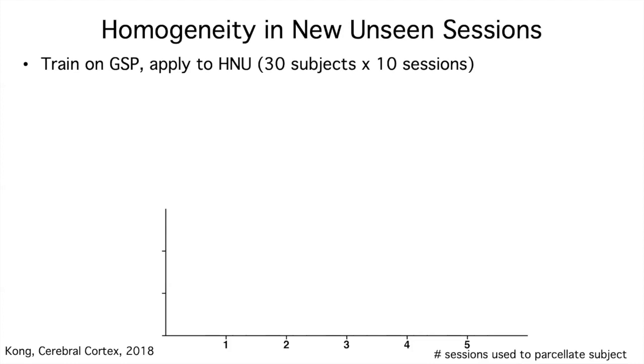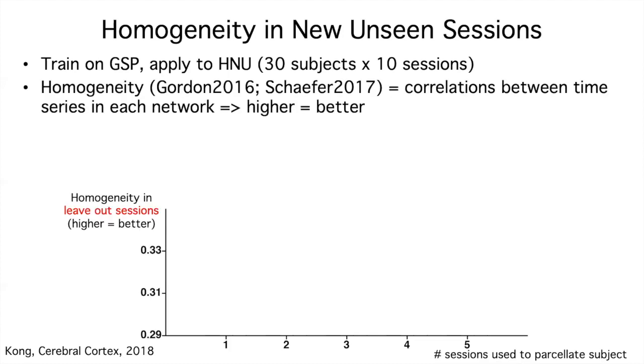So this allows us to test how much the algorithms improve as we use 1, 2, 3, 4, or 5 sessions of data to parcellate a subject. We use functional homogeneity as a metric of parcellation quality. So we define homogeneity as the correlations between time series within each network. Higher homogeneity means that the networks are more coherent, so the higher the better. So we apply the homogeneity metric to the leave-out sessions. So these are data we did not use to derive the parcellations.